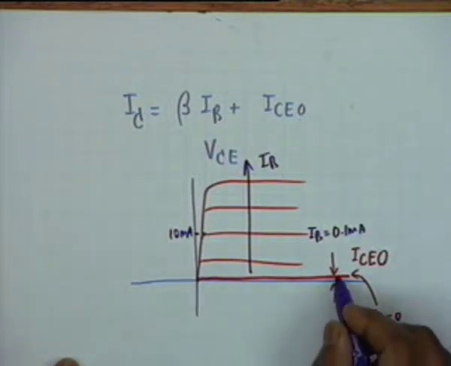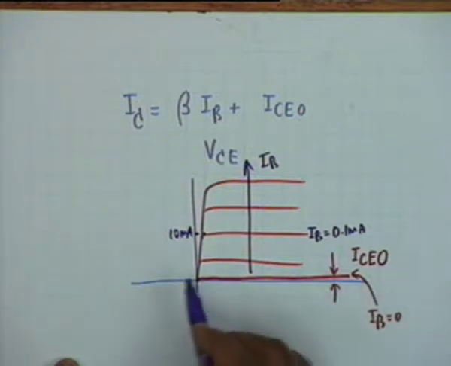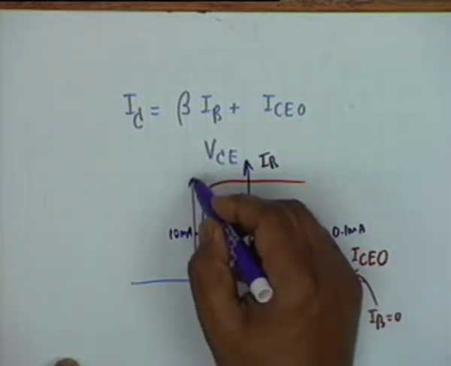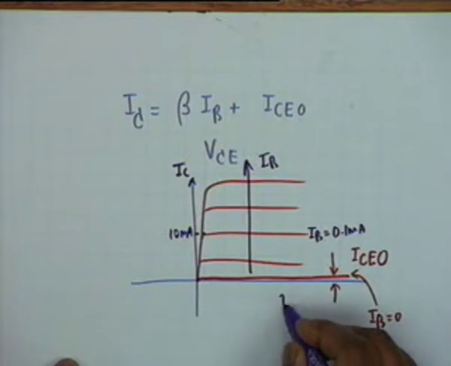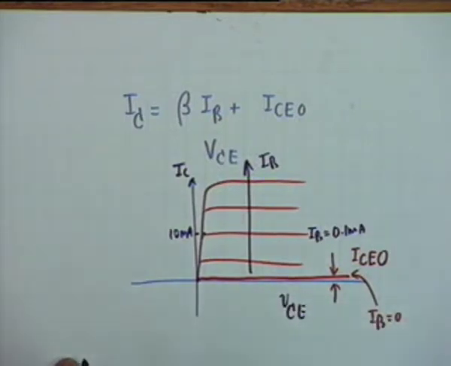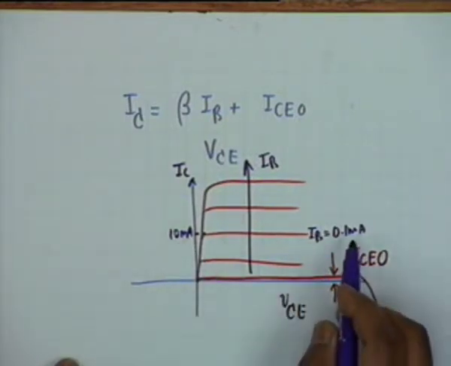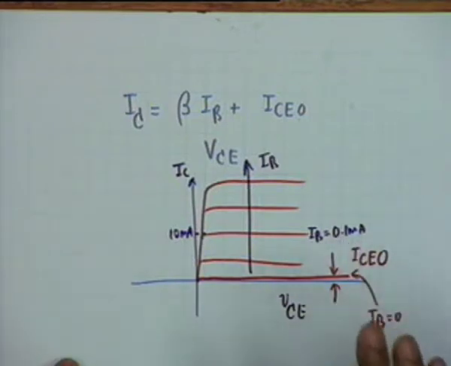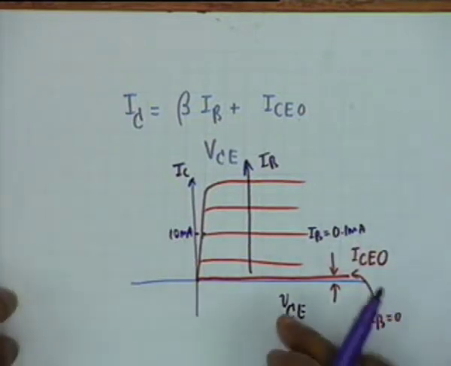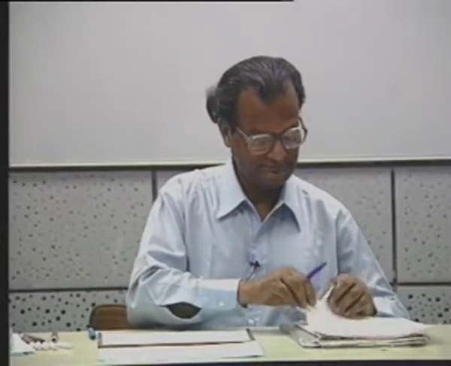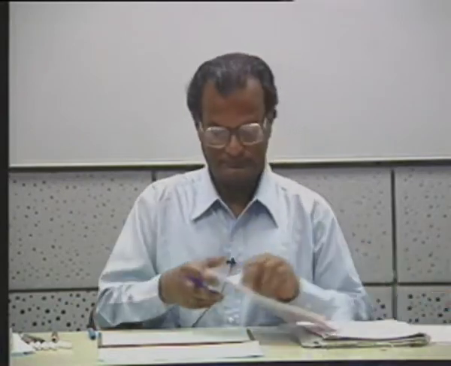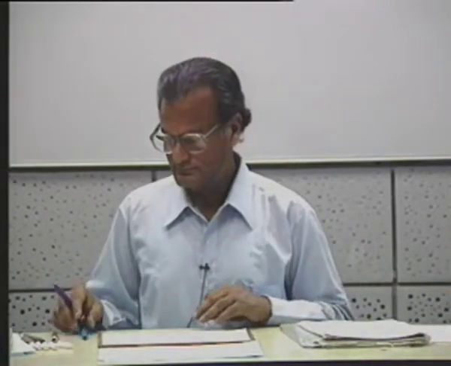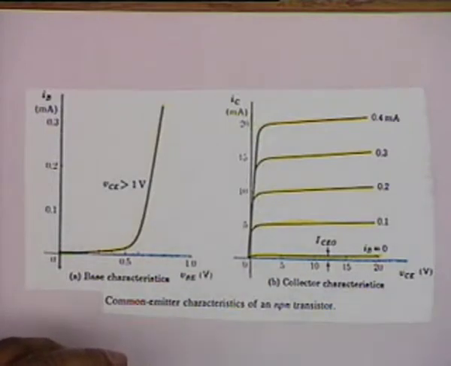Approximately. If you ignore I_CEO, then obviously the collector current, this is I sub C and this is V sub CE, it would be 10 milliampere divided by 0.1 milliampere, so it would be approximately 100. Now let's see some actual characteristics. Do not try to read what is written here, because I am going to spell it out.